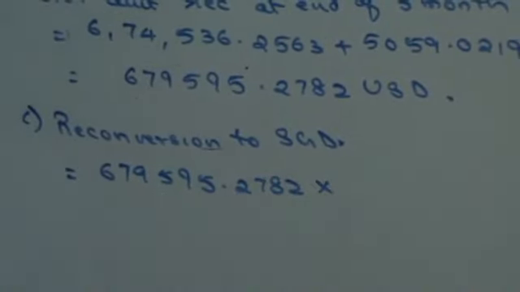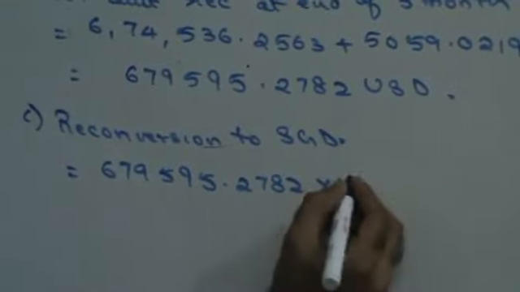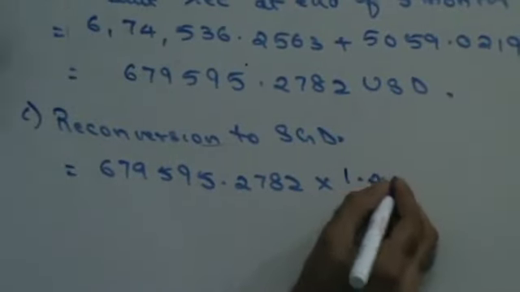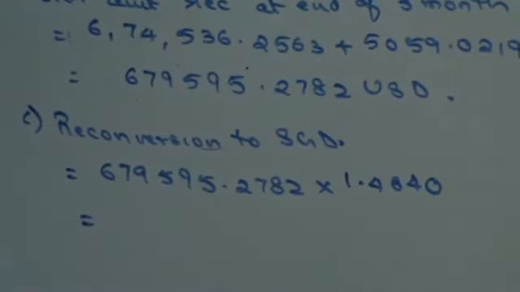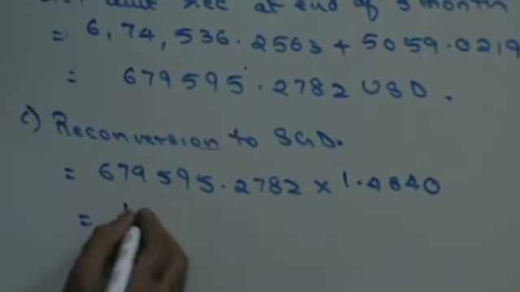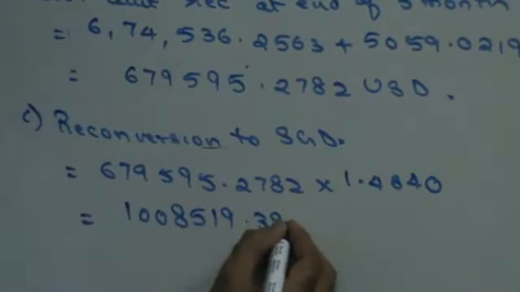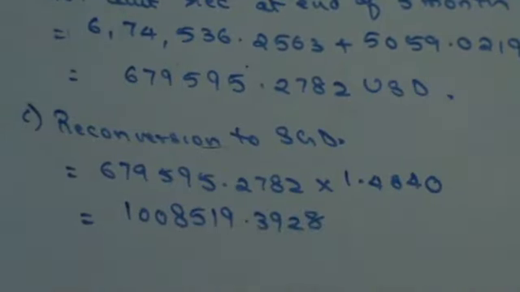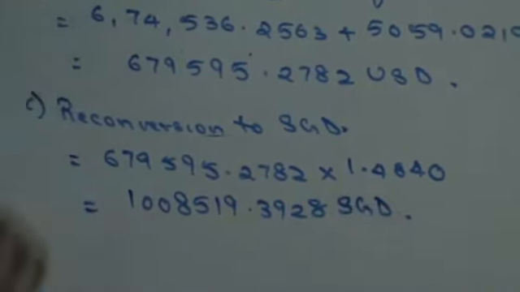3,79,595.2782 multiplied by, I'm going to consider the 3 months forward bid rate, right? I want to buy Singapore dollars, so 1.4840. Someone please do this multiplication and tell me how many Singapore dollars I am going to get. 10,08,519.3928. That's it. 4 decimal places, right? These are the Singapore dollars that I'm going to get.